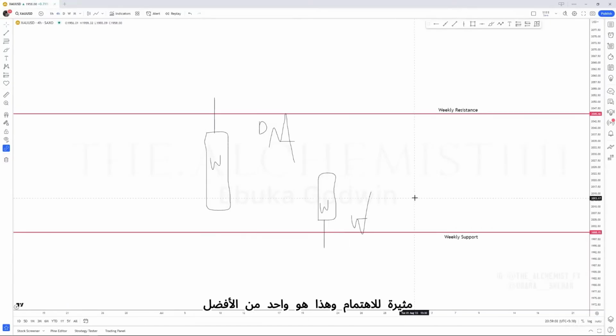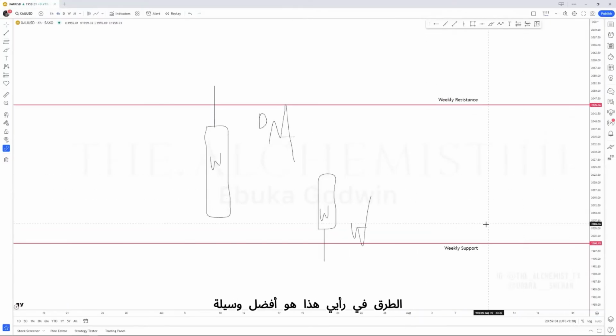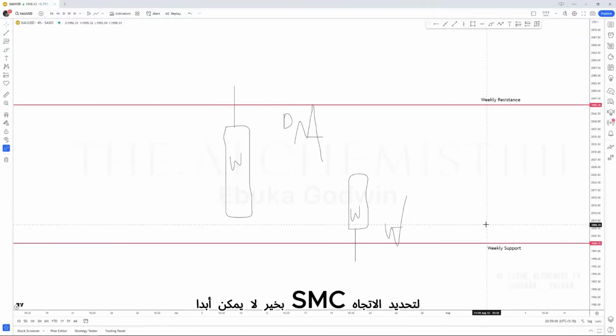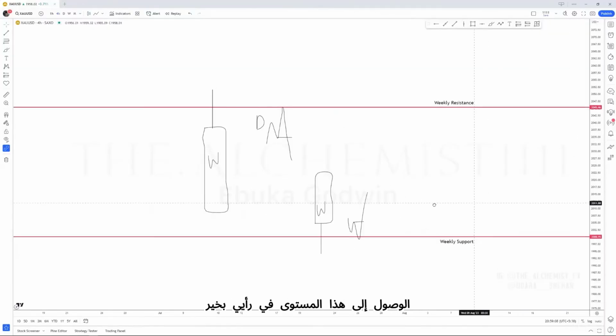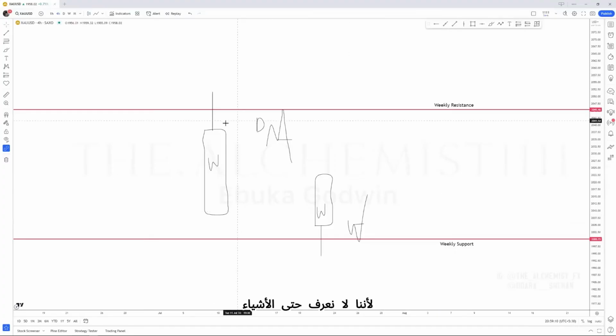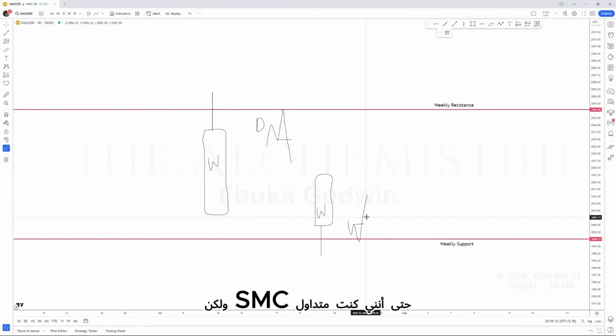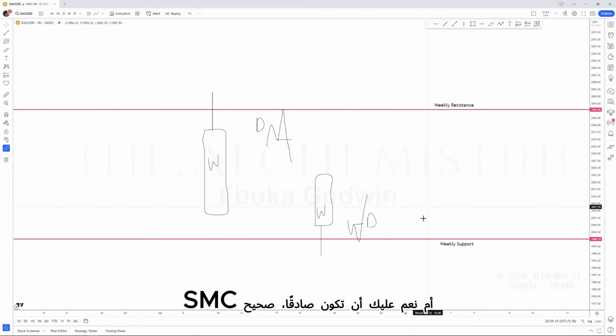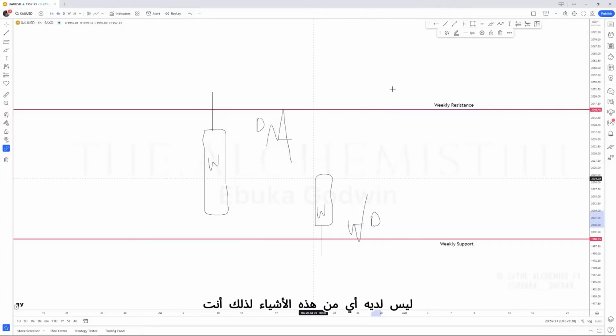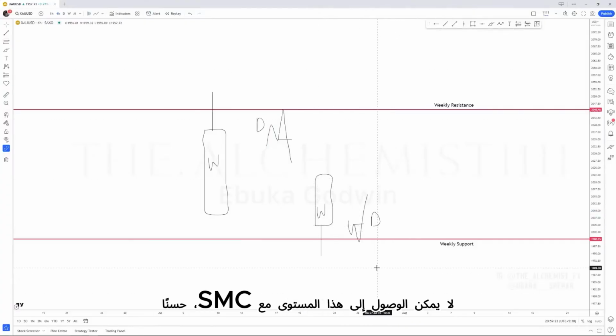And this is one of the best ways, in my opinion the best way, to identify direction. SMC can never get to this level, in my opinion, because we don't even know stuff like this in SMC right now. No offense, I was an SMC trader myself, but you've got to be honest. SMC does not have any of this, so you can't get to this level with SMC.